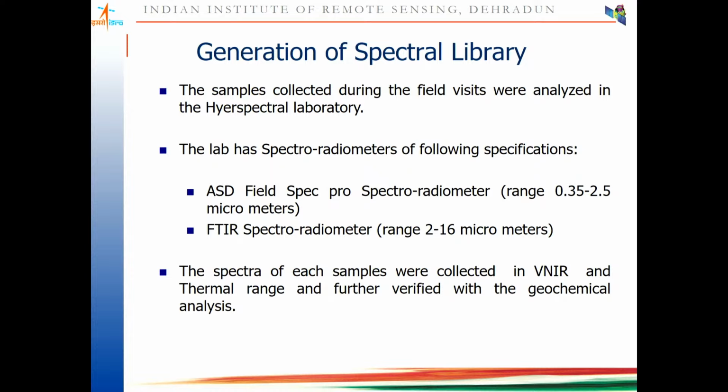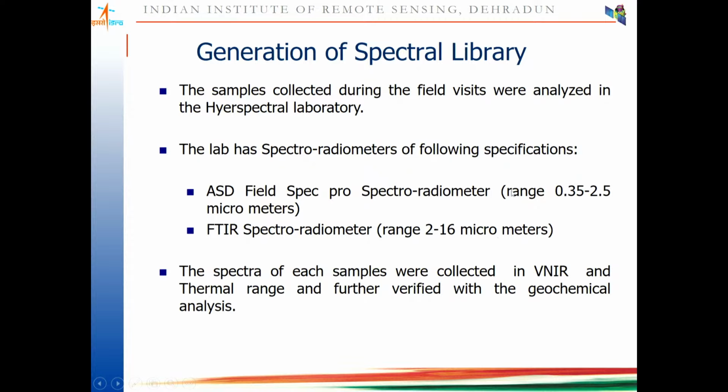To cater to that, we have established a hyperspectral lab at our institute, and in this lab we have purchased spectroradiometers. There are two ASD field spectroradiometers, which range from 0.35 to 2.5 micrometers, and one FTIR spectroradiometer, which gives a range from 2 to 60 micrometers. So these are the spectroradiometers we have got.